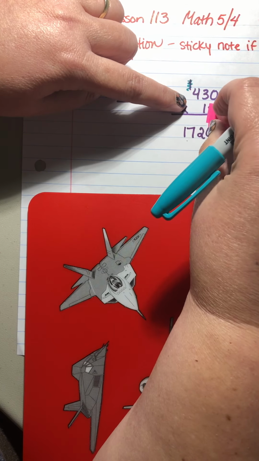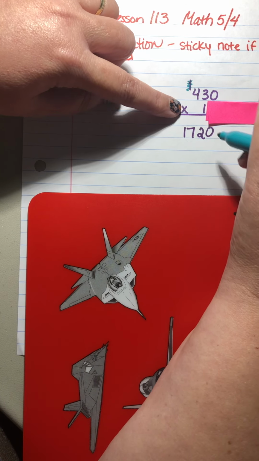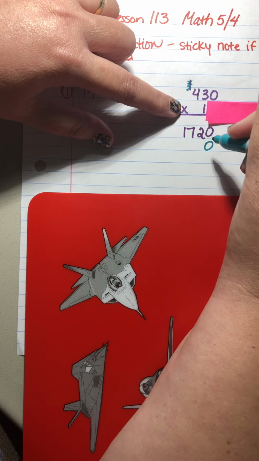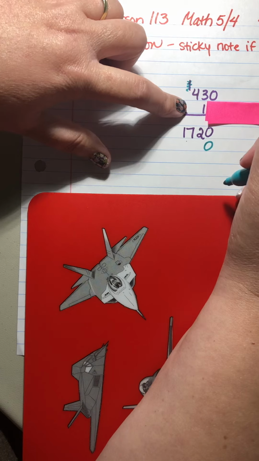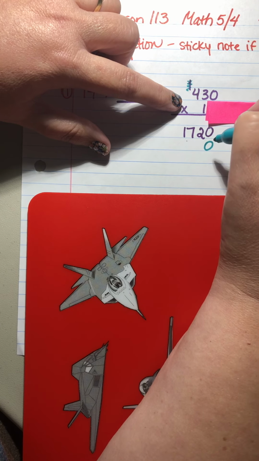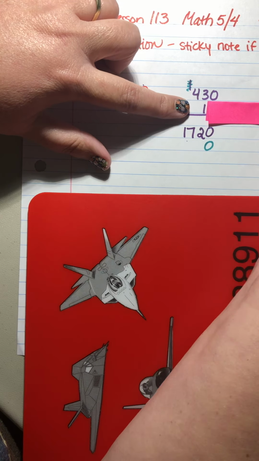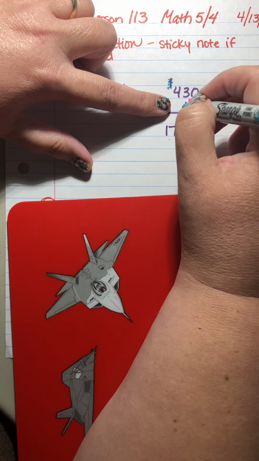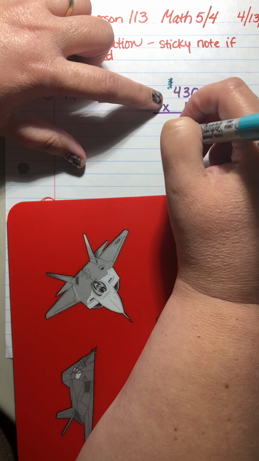Now I'm going to cover up my 4 and not worry about it, and I'm going to start with my 1. I'm going to put a placeholder 0. Don't forget to do that, because that'll make your answer totally wrong if you don't put that placeholder 0. Remember, our first step is to multiply, and then placeholder 0, and then we multiply again. So 1 times 0 is 0. 1 times 3 is 3. 1 times 4 is 4.